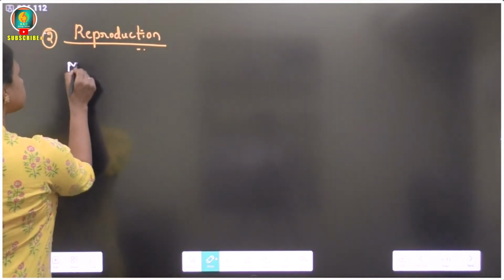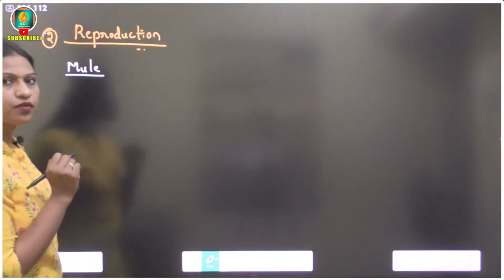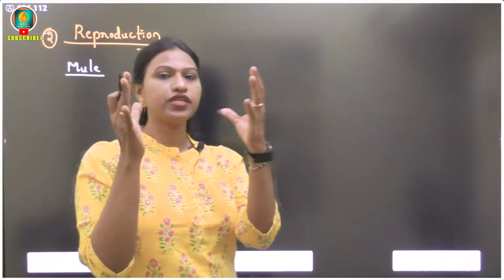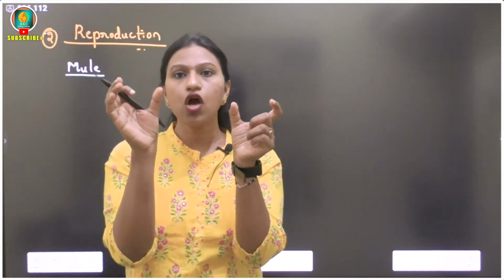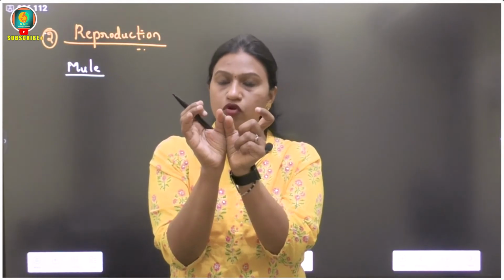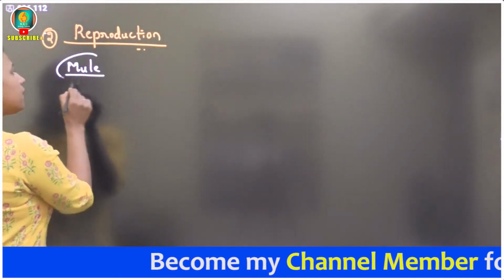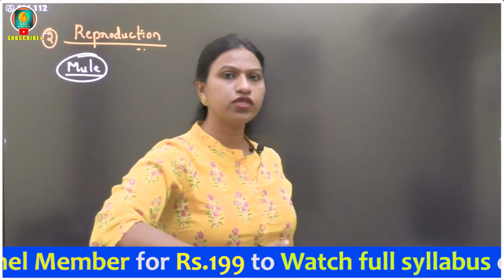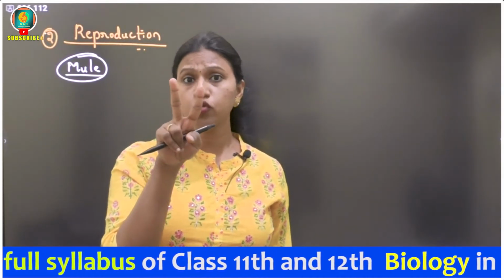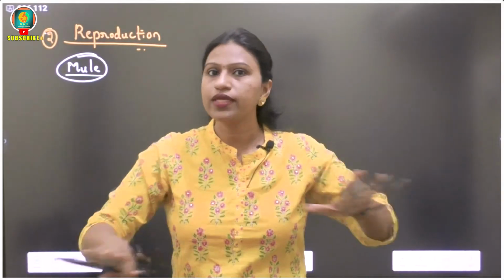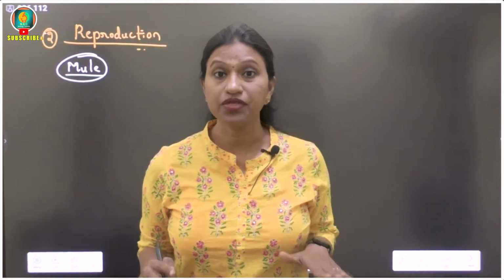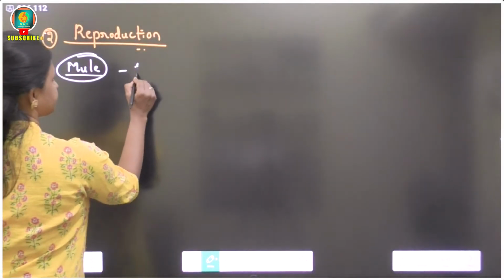This is the mule. Do you know how a mule comes? The mule is a product of crossing between a donkey and a horse. If you cross a horse and a donkey together, a progeny will be obtained. That is called a mule. But a mule is not going to give birth to another mule. If you take two mules and cross them, you won't get any progeny of the mule because it is infertile.